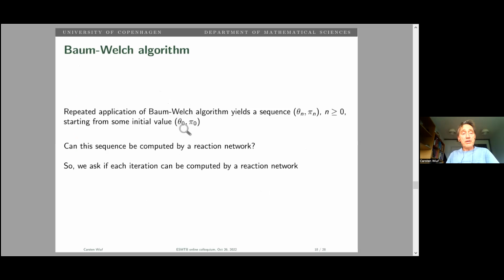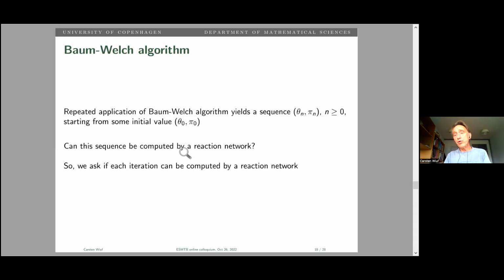So if we repeat application of this algorithm, it would yield a sequence we could index by n. This is pi here, it should say psi, and it says pi here, it should say psi. That's an error. So we get a sequence of parameter values starting from some initial value theta 0, comma psi 0. And the question I ask is, could this sequence be computed by a reaction network?